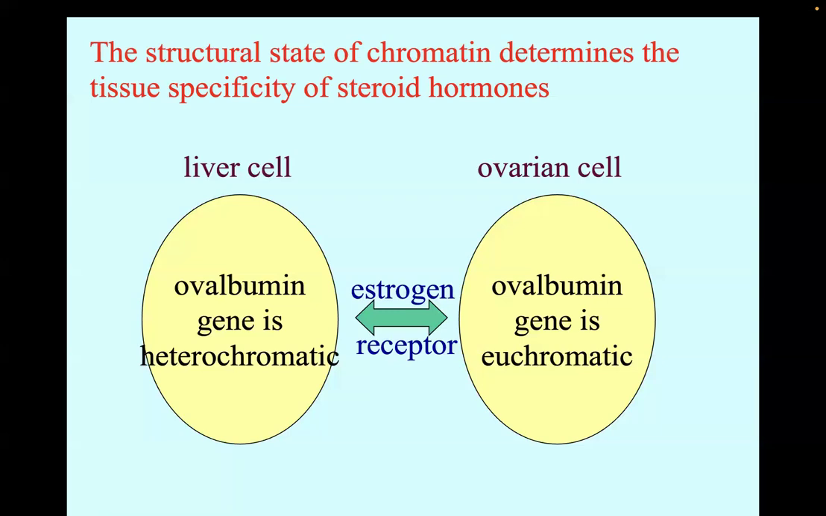The reason is that the gene for ovalbumin is said to be heterochromatic in liver cells, in other cells of the body. But then in the ovary, it is euchromatic, it is open. And then the estrogen receptor binds estrogen, activates transcription, and thus you express it in ovary all the time. So these kinds of developmental mechanisms, they stay for life.